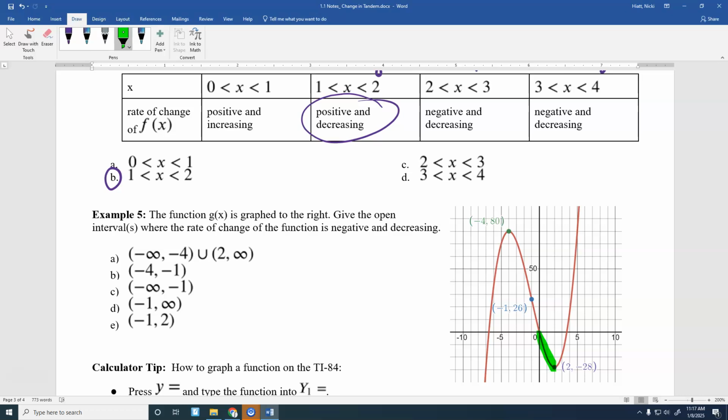Although they do give it to you. Well, they didn't give it as an answer choice. A lot of times they will. They're asking you about the rate of change. So if my rate of change is negative, what does that tell me about the function?